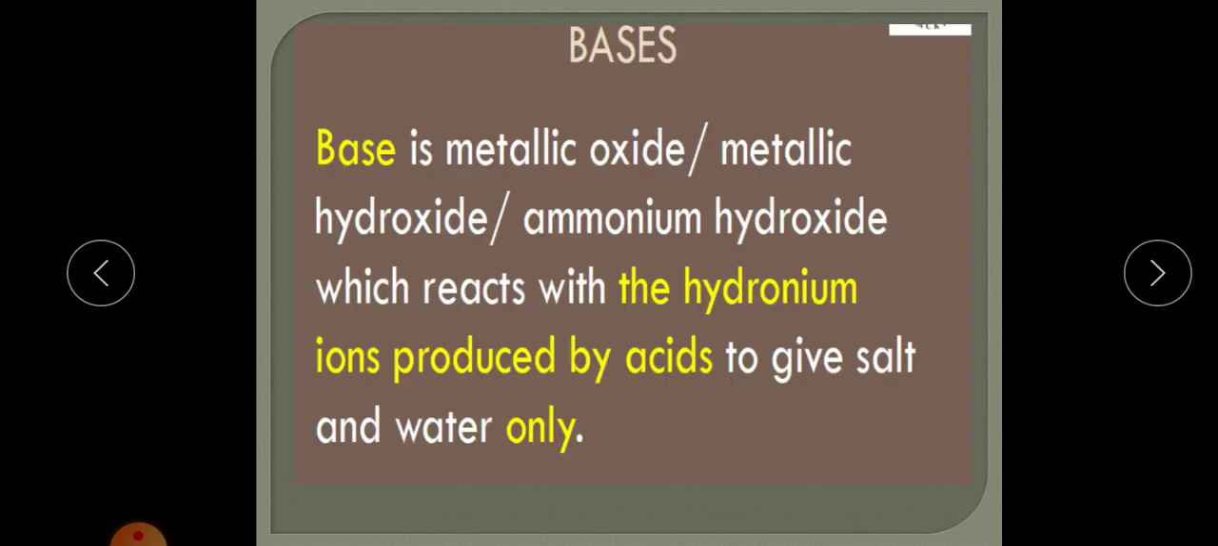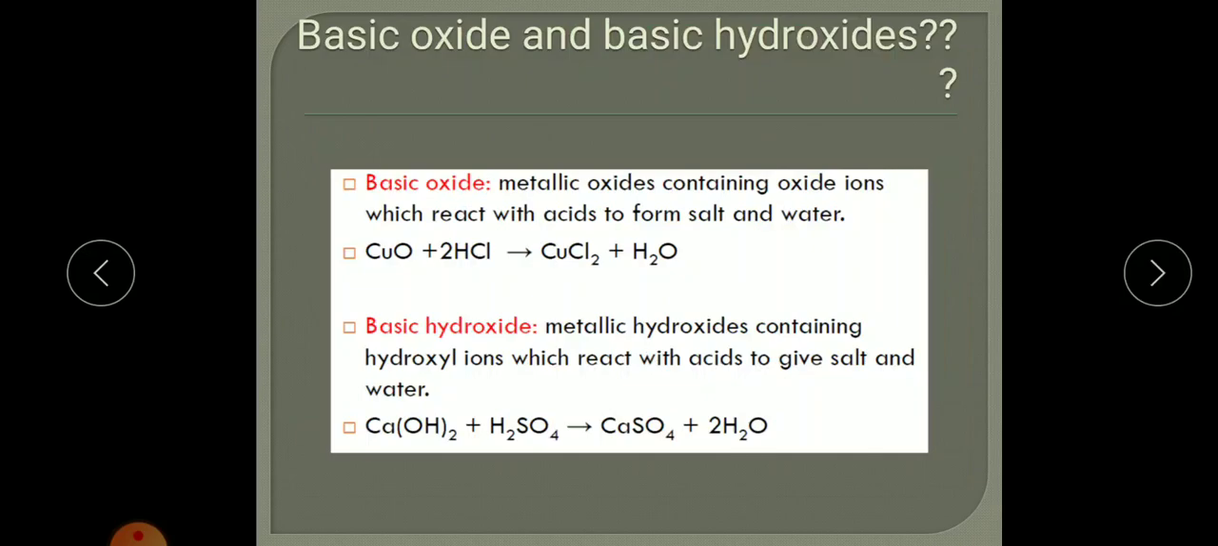Now a base, as we just discussed, is a metallic oxide, metallic hydroxide, or ammonium hydroxide, which reacts with the hydronium ion produced by an acid to give salt and water only. This is the definition of bases. We also have to make the difference between basic oxide and basic hydroxide.